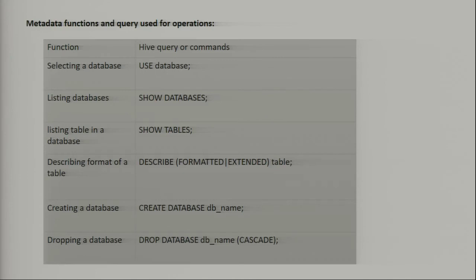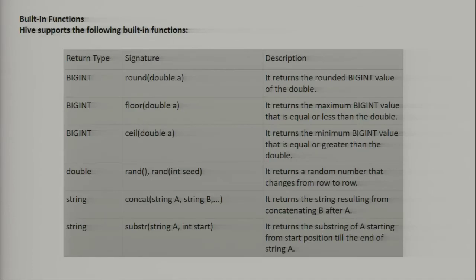If you want to create a database, I'll be using the create command, that is CREATE DATABASE and db_name, the database name which you want to work with. You can create it. If you want to drop that database, I'll be using DROP DATABASE and the name of the database, in brackets CASCADE, because this database may have extension towards another database. That is why you can use the cascading part of it. So this is the point you have to work out with the metadata functions.